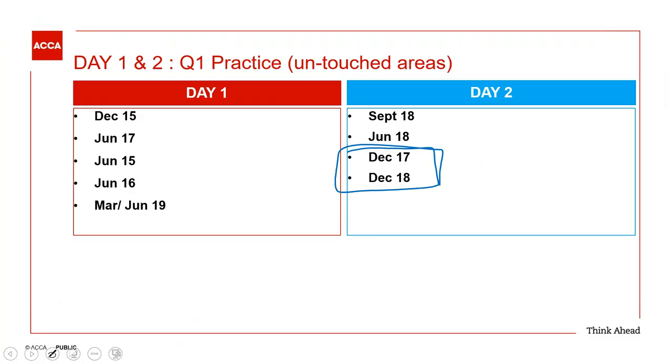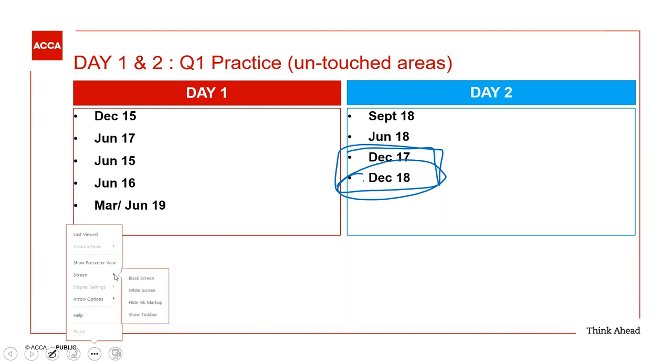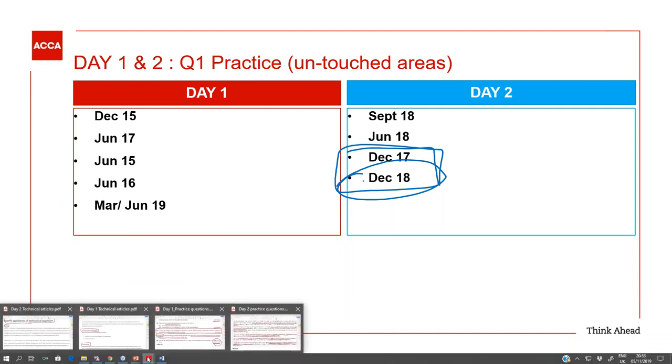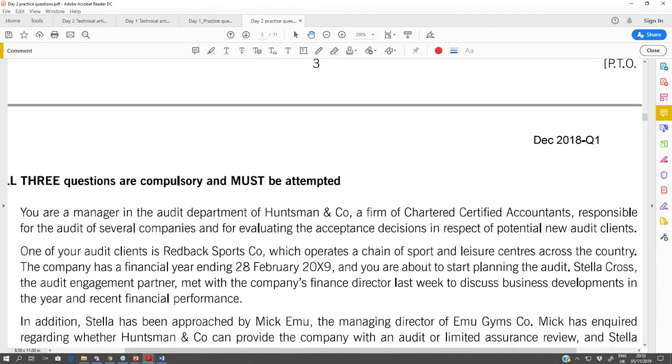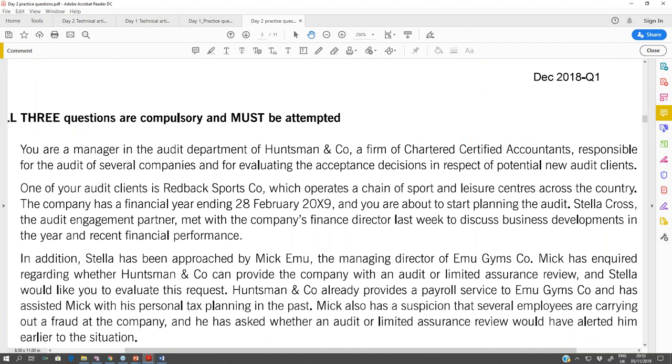Now that's bringing us to one of the last questions from the series of question number 1, which is December 18. Let's see what was specifically asked in question number 1 of the December 18 exam paper. Okay, let's scroll down for the December 18 exam paper right in front of your screen. Let's see what the examiner asked for in the December 18 exam paper.